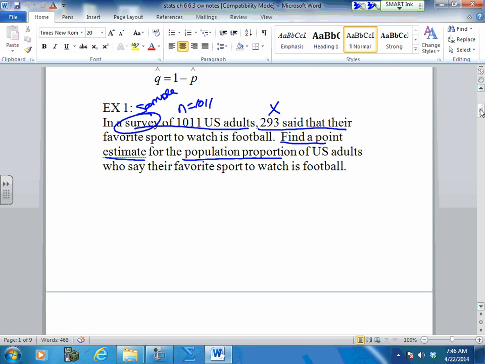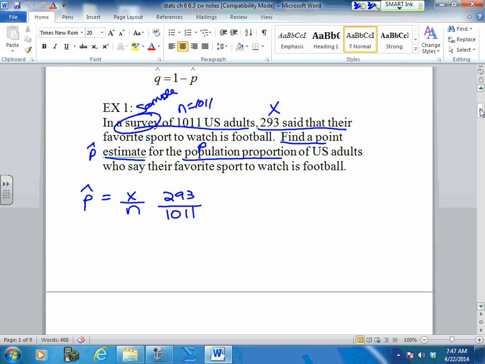Your population proportion is p. Your point estimate is p-hat. So p-hat says take x over n. Just build a proportion, part over whole. That's all it is, like you always did your proportions. For percent, proportions, part over whole. So you do 293 over 1,011.